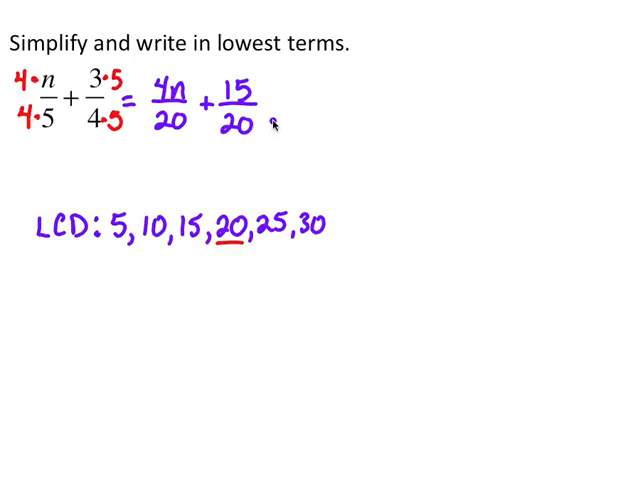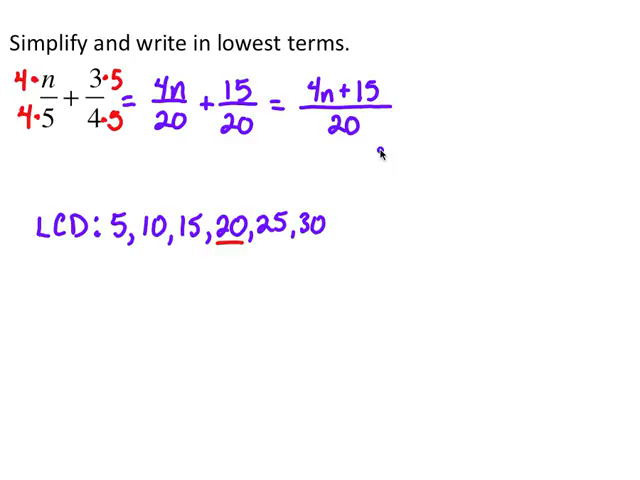Okay, now we need to add. When you're adding fractions, remember you're only adding the numerators. But the numerators are not like terms. One of them has an n, one of them does not. So when I add, I actually can't combine them, but I'm going to list them together in my numerator, 4n plus 15. And the denominator, just like before, just stays the same. So we have 4n plus 15 divided by 20.